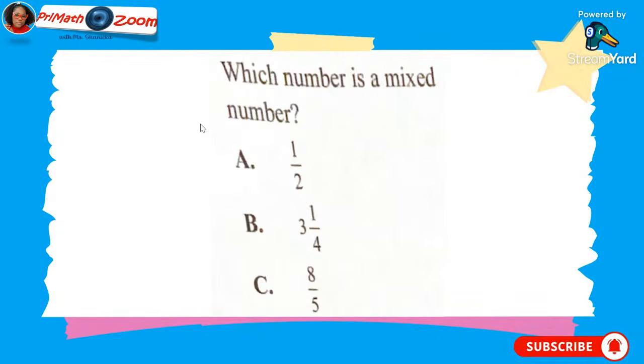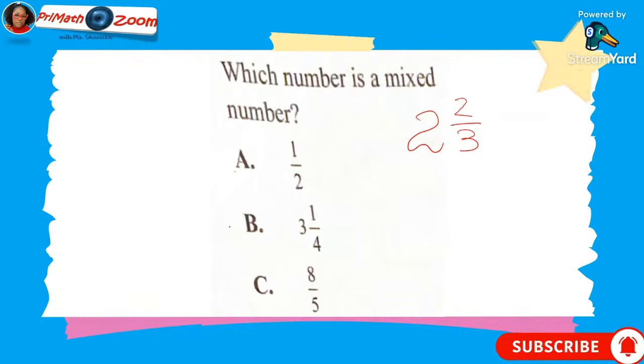For example, a whole number like 2 and a proper fraction like 2/3. That would be a mixed number. So let us look at A. Let's look at B. Let's look at C. Which one is the mixed number? Thank you, Pauline. Thank you, Anna. Good job.